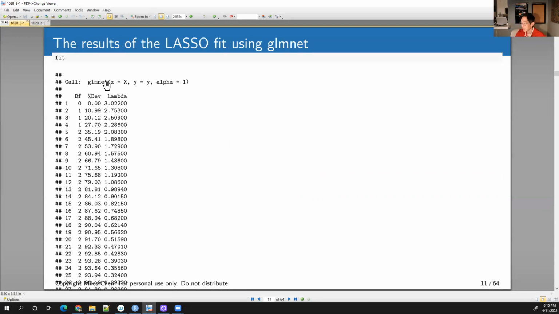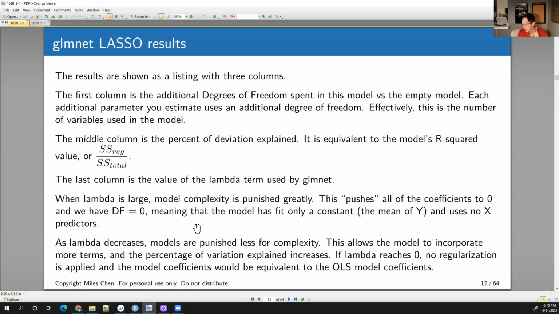It spits out a whole bunch of stuff. This is the default output of glmnet, and it's a little bit hard to read. It shows Df, percent deviation, and lambda. The percent deviation starts off at 0 and goes up to 10, 20, 27, 34, 35, up to 79, 81. And then the lambda starts off at 3, and it gets smaller and smaller and smaller. So what's going on?